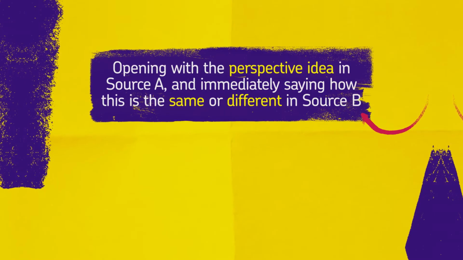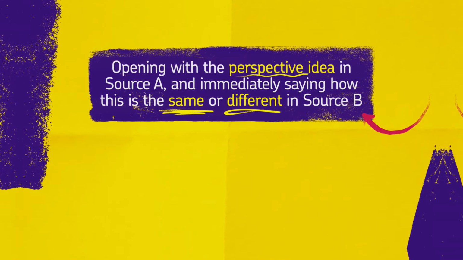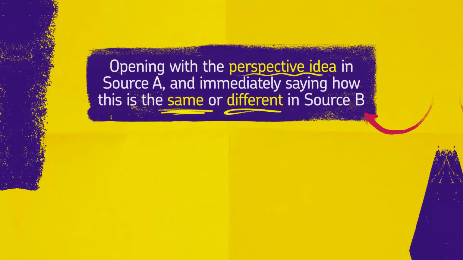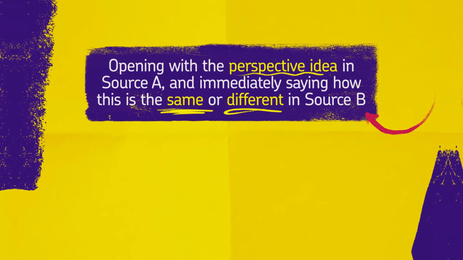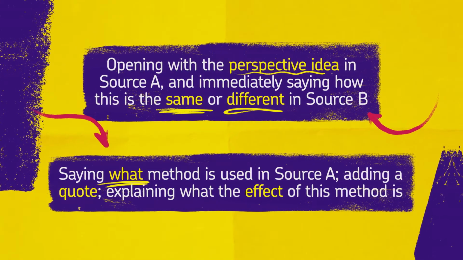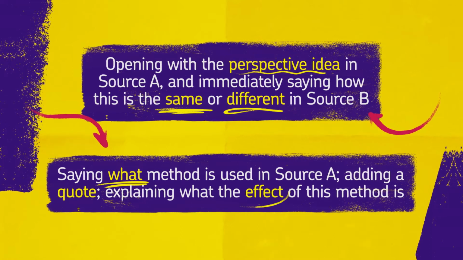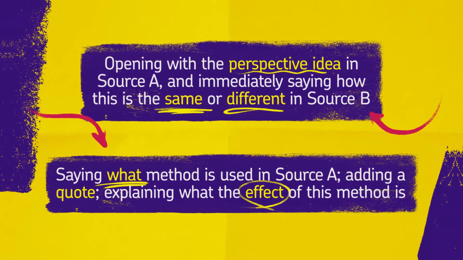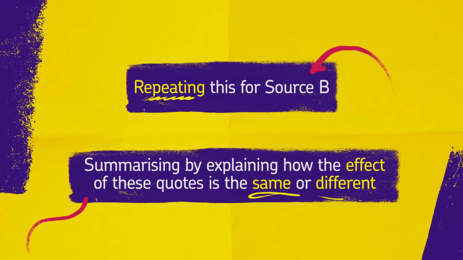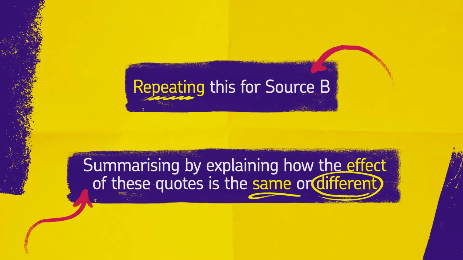If you're struggling to get started with your answer to this question, you could think about opening with the perspective idea in source A and immediately saying how this is the same or different in source B. Saying what method is used in source A, adding a quote, and explaining what the effect of this method is. Repeating this for source B. Summarising by explaining how the effect of these quotes is the same or different.